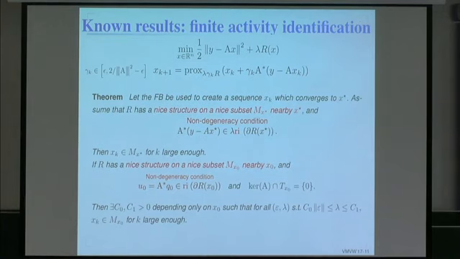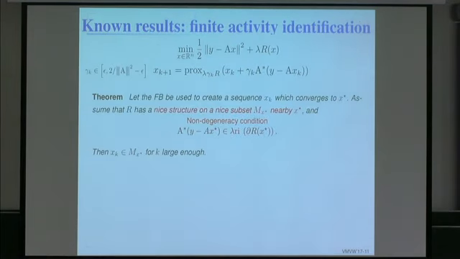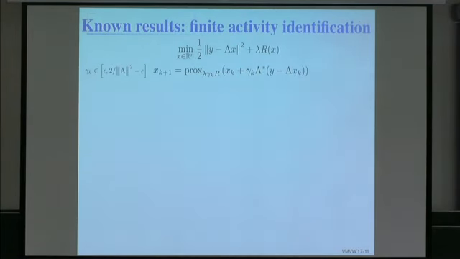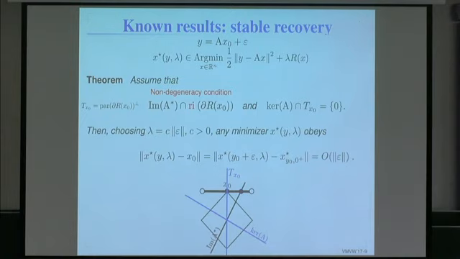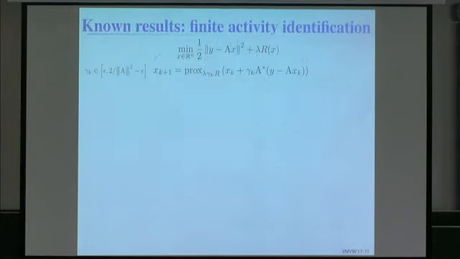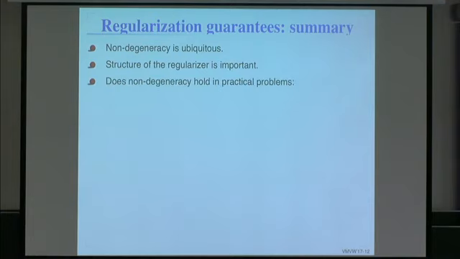So what's the common point between all these slides with these known results? Non-degeneracy is ubiquitous. What I'm calling non-degeneracy here is that each time you saw a condition, a relative interior pops up. You have relative interiority popping up all the time. We can ask ourselves what happens if you are on the relative boundary, or whether this condition is easily verified in practice. So this is really the main goal of this work. Non-degeneracy is important, the structure of the regularizer is important as well, and does non-degeneracy hold in practice?